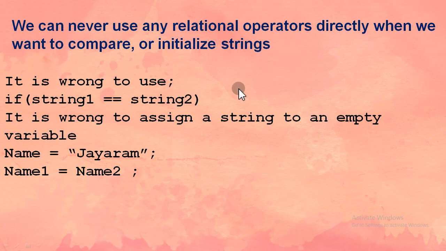Anyway, we can never use any of the relational operators directly when we want to compare. It's a very important thing to remember. It is wrong to use: if string 1 equal to string 2, it carries no meaning.